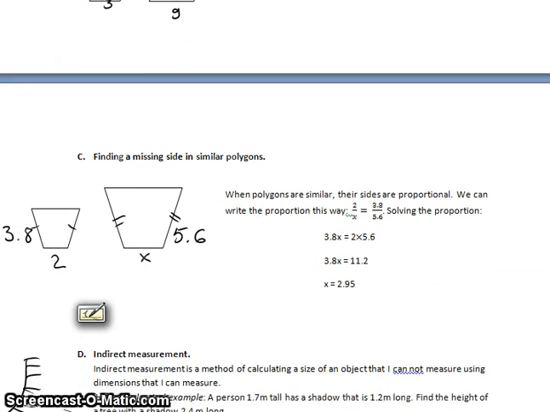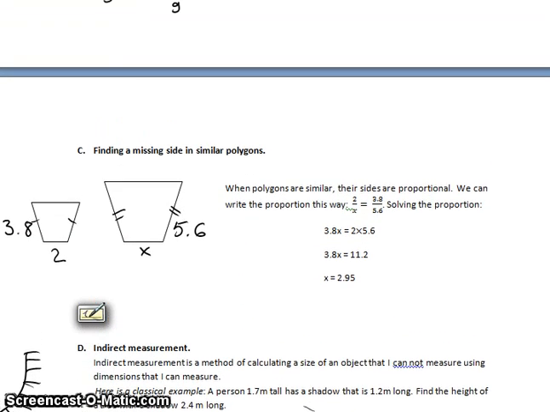Another use of similar polygons, given that some polygons are similar, we would have to find missing sides. In this example, we have two similar trapezoids. Because the trapezoids are similar, the corresponding sides are proportional. I can write the proportion using these sides.